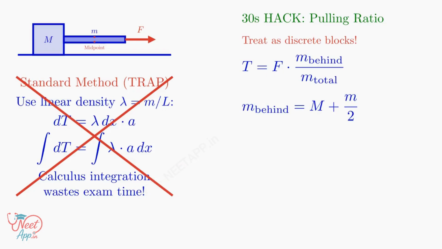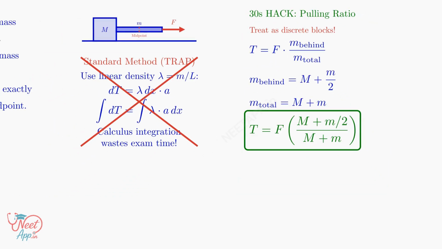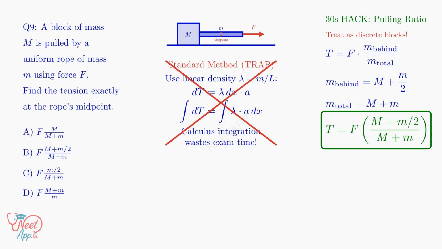mass. At the midpoint, the mass behind the dashed line is the block m plus exactly half the rope, m over 2. The total mass is just m plus m. So the tension is F times m plus m by 2 all over m plus m. Option B is correct. Skip the calculus, treat it as connected blocks and grab your marks.